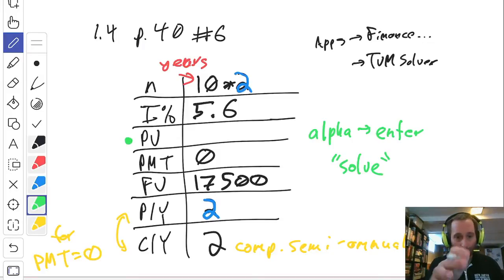Okay, I have my calculator opened in the background here. I was trying to get it to show up on my stream, but my screen was a little too cluttered, so I'm going to work this problem in the background. If you have your TI, or if you want to use a TI on the internet, you can work it out similarly to me right now. So my value of N is 20. My value of I is 5.6. My PMT is 0. My FV is 17,500. P over Y and C over Y are both 2.